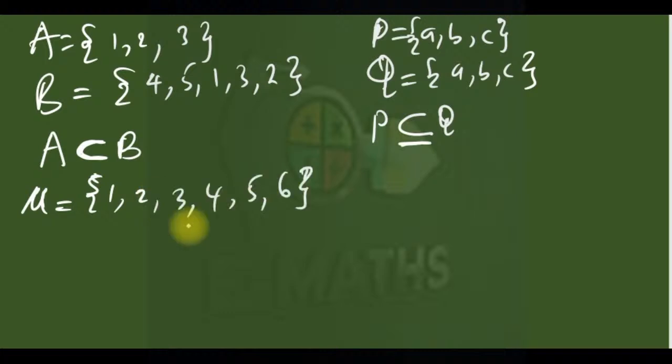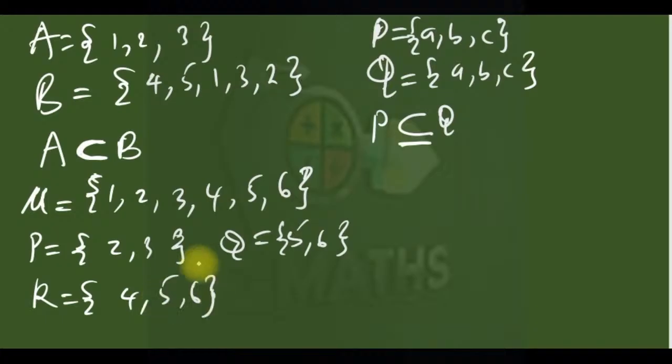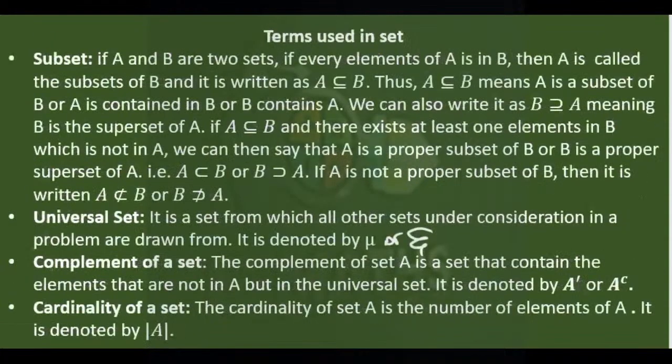You now have other sets, maybe that's subsets. Maybe if you have P as 2, 3, maybe another set Q as 5, 6, maybe another set R as 4, 5, 6. So you notice that all these sets P, Q, and R are all gotten from this set. So this is called the universal set. So that's the meaning of universal set.